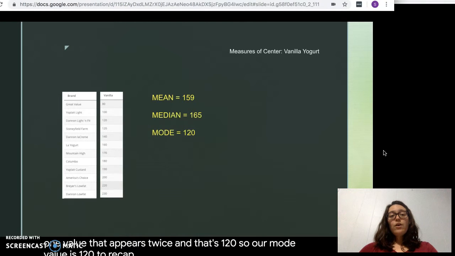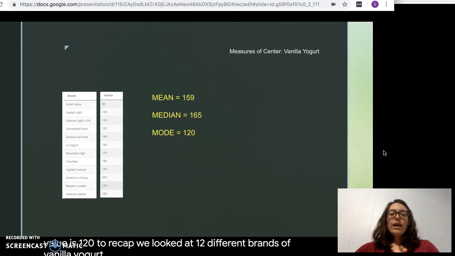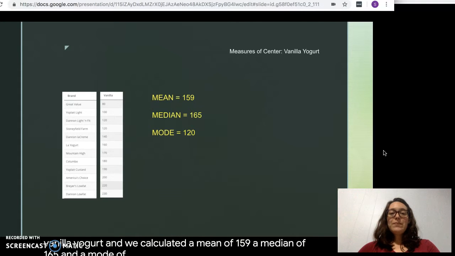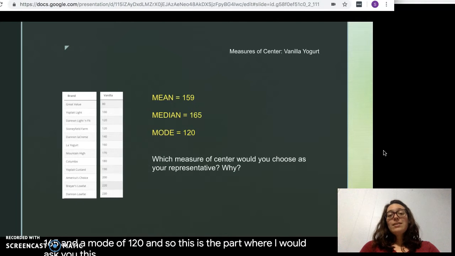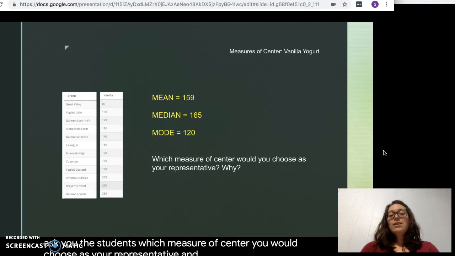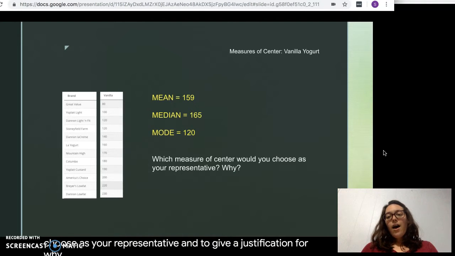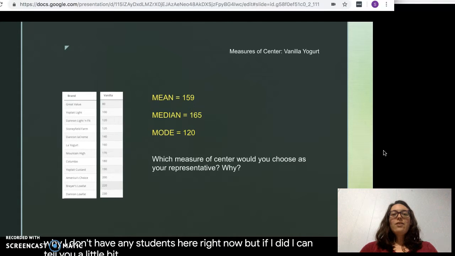To recap, we looked at 12 different brands of vanilla yogurt, and we calculated a mean of 159, a median of 165, and a mode of 120. This is the part where I would ask you, the students, which measure of center you would choose as your representative, and to give a justification for why. I don't have any students here right now, but if I did, I can tell you a little bit of what some students have said.